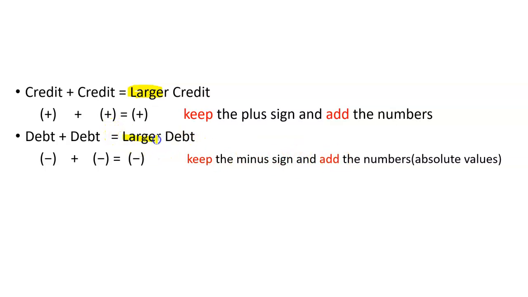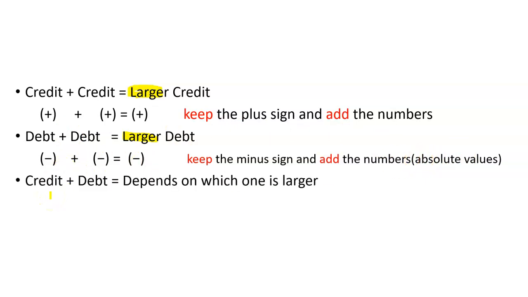So for the first two cases, when you have either both positive or both negative, they have the same sign, you will keep the sign. Whether it's plus, you keep plus, minus, you keep it as minus. But for the numbers, you're going to just add those two digits without the signs. We call those numbers without the signs absolute values. And now let's look at the other two cases.